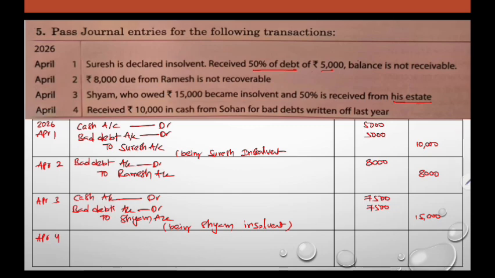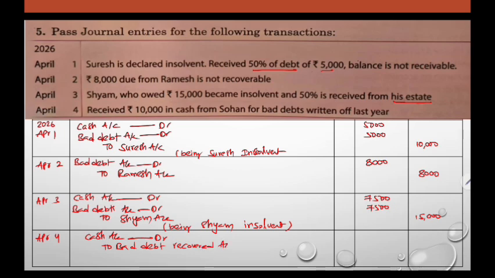Last entry, April 4th. Received 10,000 in cash from Sohan for bad debts written off last year. We received means cash is coming, so cash is debit. So we write cash account. And from whom are we receiving? Sohan. But we should not write Sohan account. We should write bad debt recovered account only. Whenever bad debt is recovered, don't mention the name of the person. Mention it as bad debt recovered account.